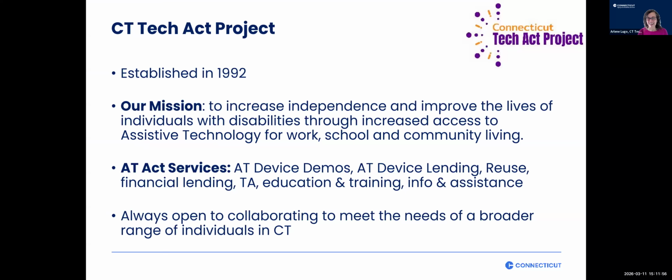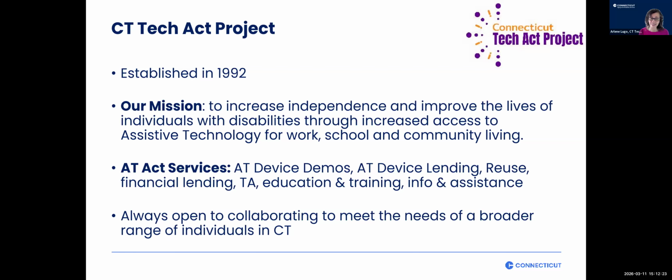Next slide, please. So just to give you some perspective, the Connecticut Tech Act project has been established in Connecticut since 1992. I joined way back in 2006. Our mission is to increase independence and improve the lives of people with disabilities in our state through increased access to assistive technology for all areas of life, for work, for school, for community living.